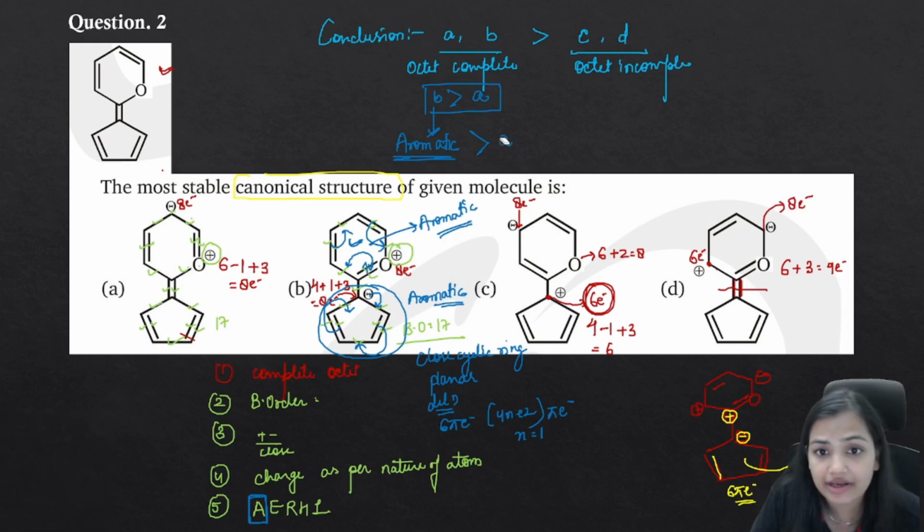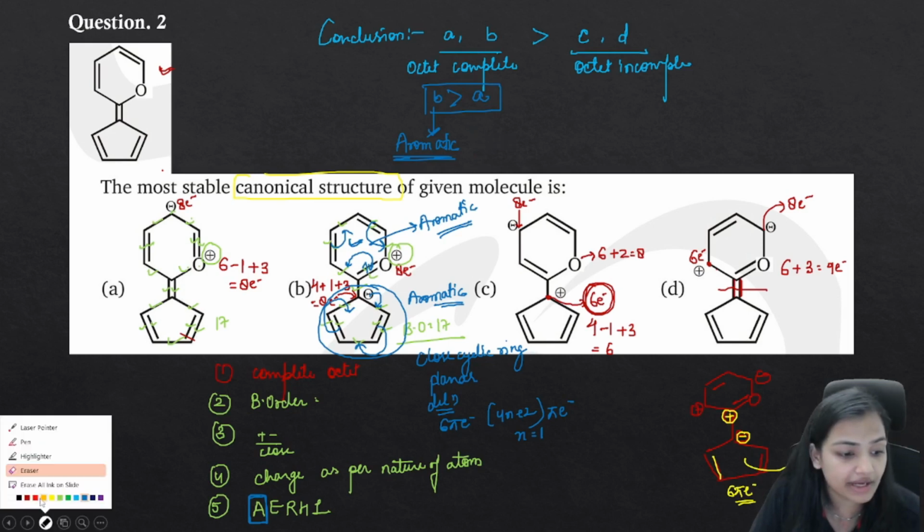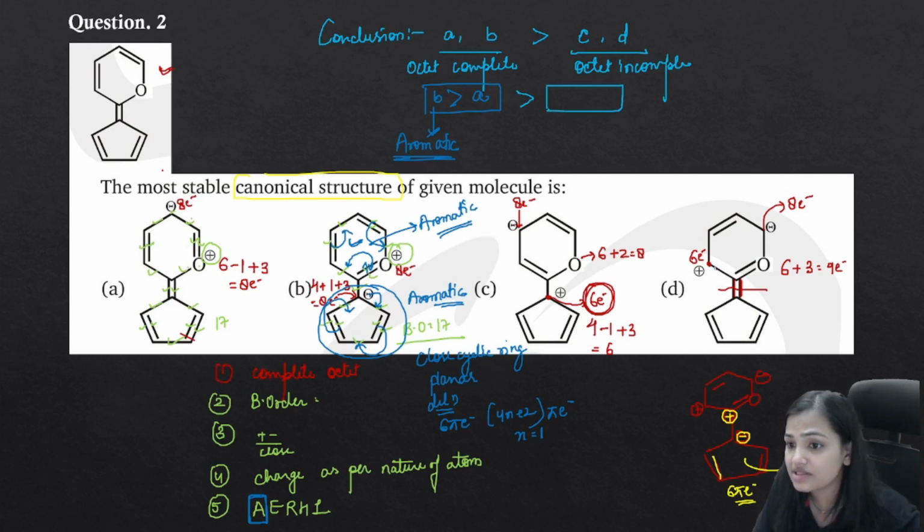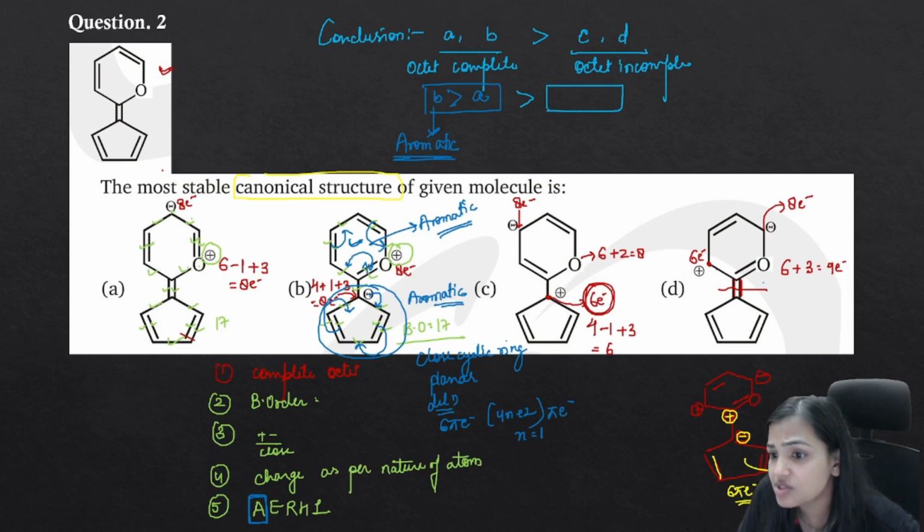And if you compare the other pair, C and D, what will happen among C and D? Guys, here you have noticed that this is also a 6 electron species and this is also a 6 electron species, but what about the bond order?